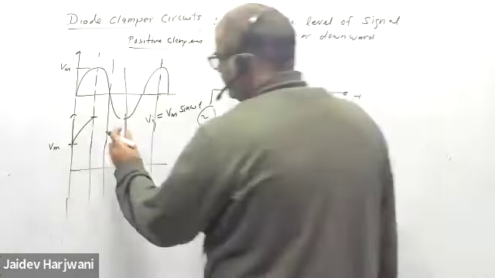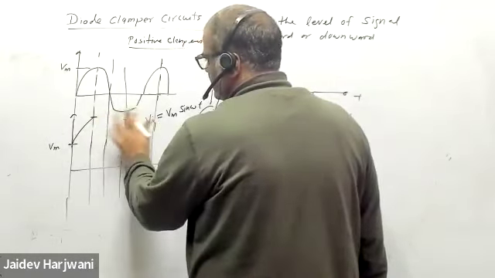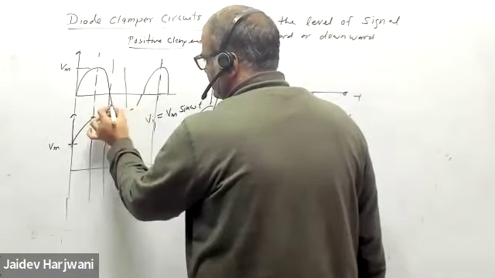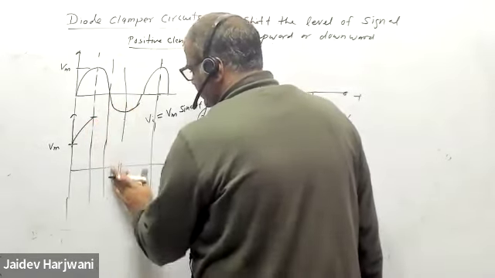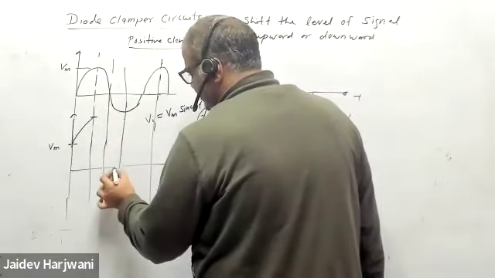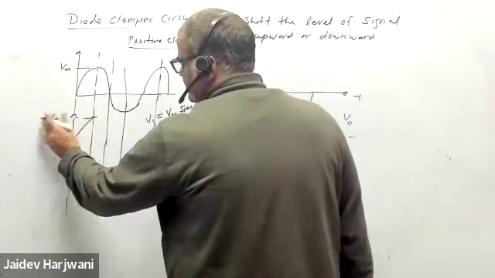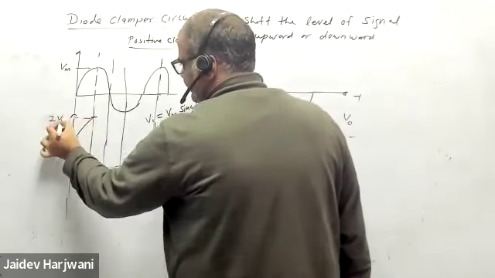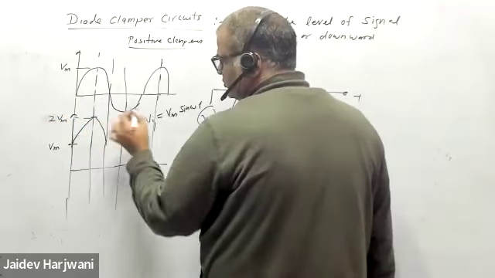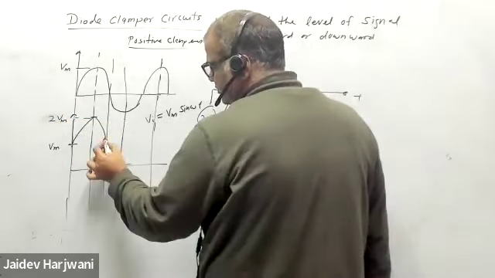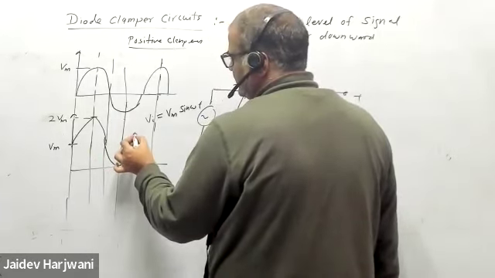So it goes up to 2 VM. Please draw properly. So this goes up to 2 VM. Again it goes to 0, it will come here. Again it goes to minus VM, then it will go to 0. Again it will come like this and go here.